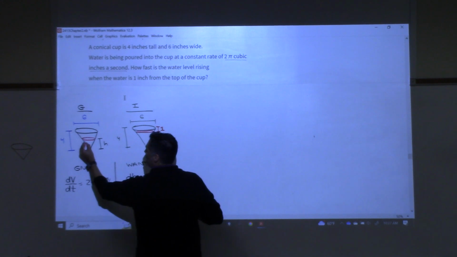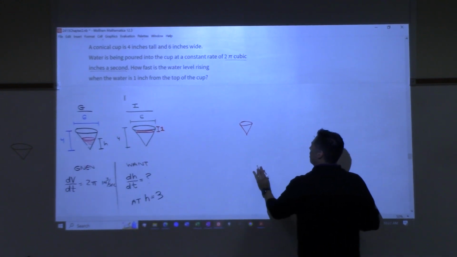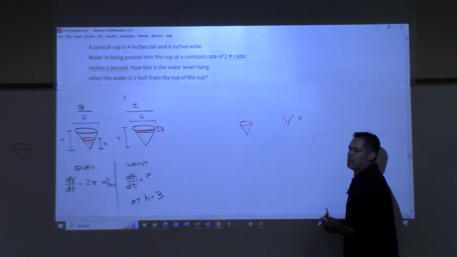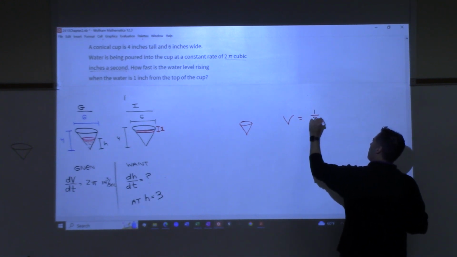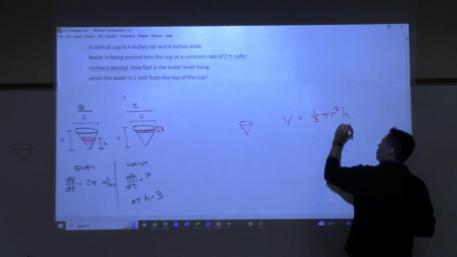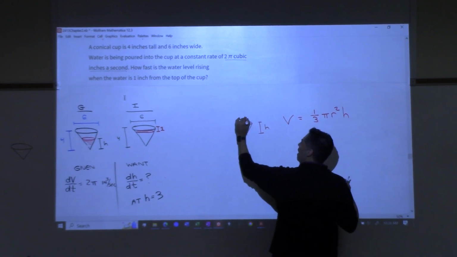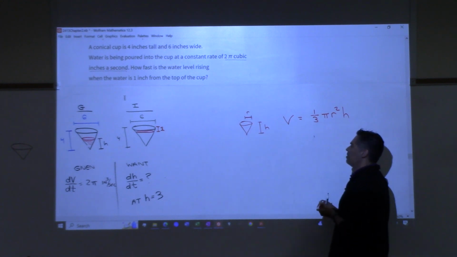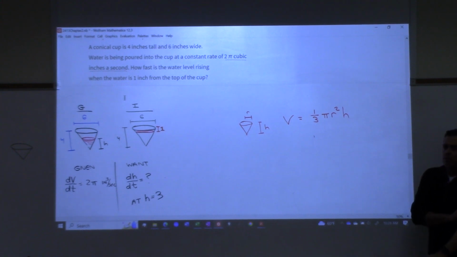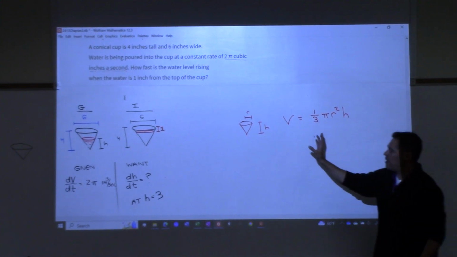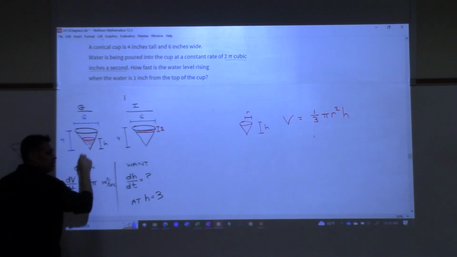Just looking at this right here, this volume right here, if I give you a little cone like this, what is the volume of that? It's 1/3 pi r squared h, where h is the height of that water and r is the radius of that water piece, the radius of the cone, right? That came off your formula sheet, right? So that is the volume of any cone. And again, we're not talking about the cup cone, we're talking about the water.